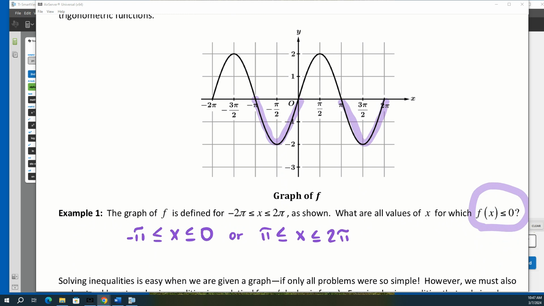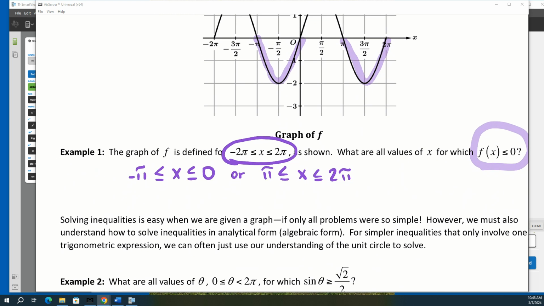Now, if an endpoint of this big interval is part of your solution, just be careful. I noticed this not necessarily on our notes, but on some of the worksheet problems. Like this would be or equal to, but this wouldn't. Like it wouldn't include 2 pi. So just be careful. You can't include 2 pi in your answer if it's not included in the whole interval. You would just do less than, not less than or equal to. So there's lots of tiny little details you have to pay attention to every time.